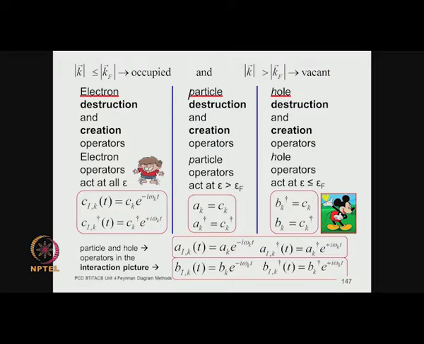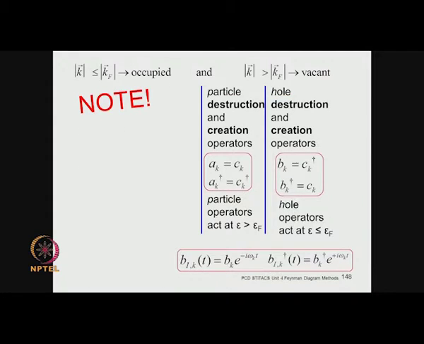You can write these corresponding operators in the interaction picture. Okay. And you can write A_I, the particle destruction operator, and the particle creation operator A_I dagger, and here you have the hole destruction and the hole creation operators, right. So, these are the particle and hole creation and destruction operators in the Schrodinger picture, and you can carry out the transformation to the interaction picture using exactly the same analysis as we did earlier.